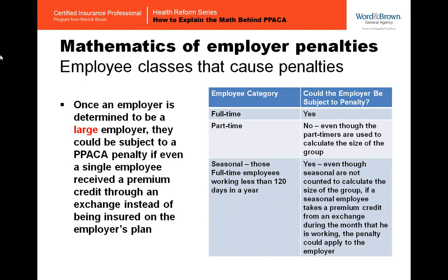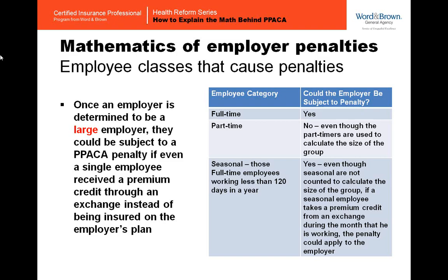For one, does an employer have to cover part-time people? No. As you can see from the chart on the second line, while part-time people are used to calculate the size of the group, no employer has to offer part-time people anything. So all of us part-time people can go off and get health insurance and get government grants for free health insurance, whatever it may be, subsidized health insurance. The employer can't be penalized.